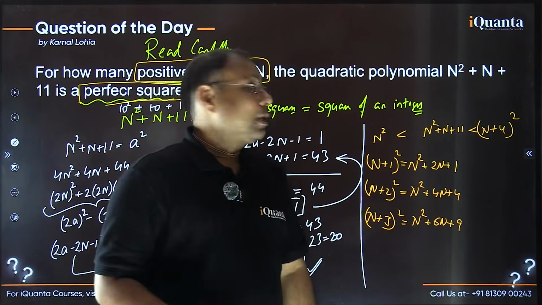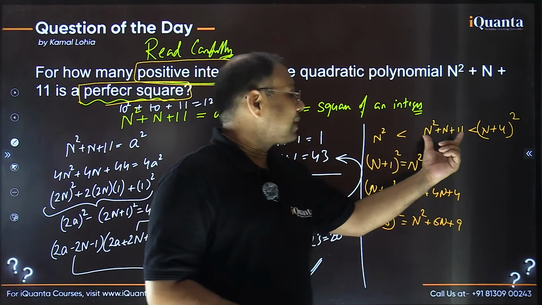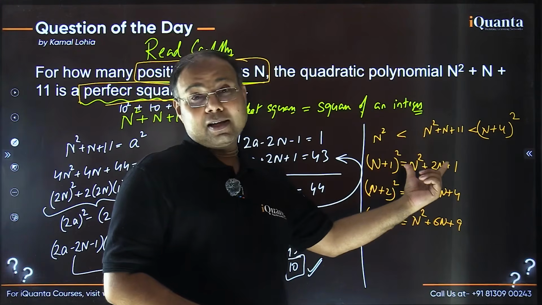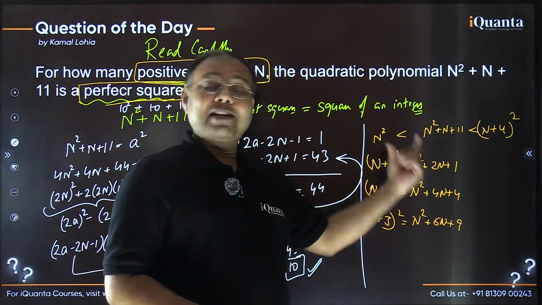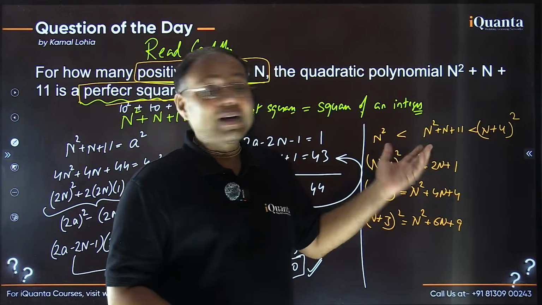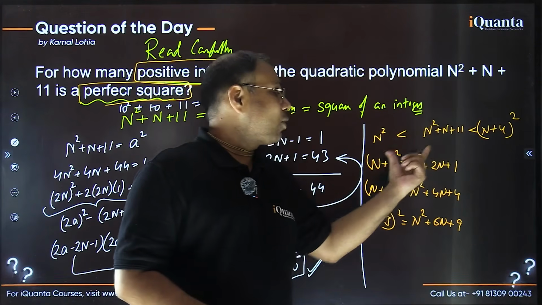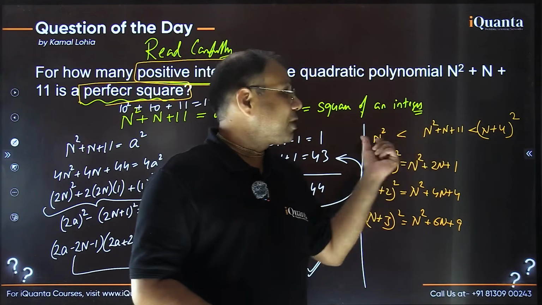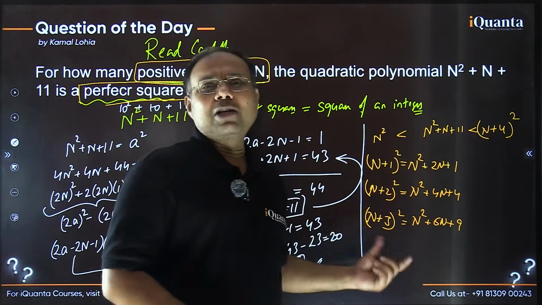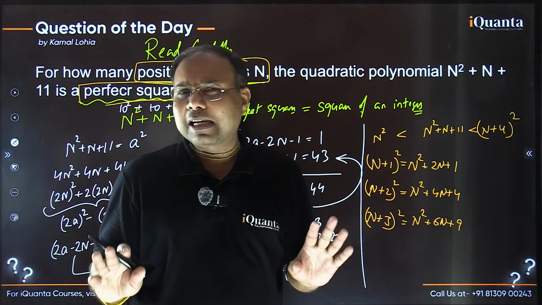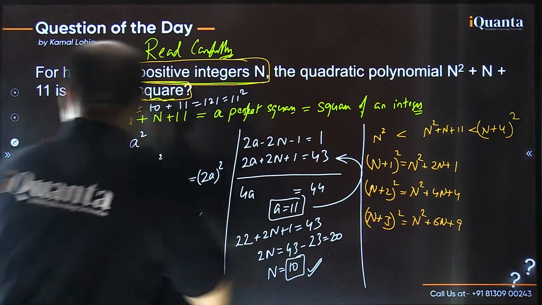Now let's check. If n square plus n plus 11 is equal to this, it will be a perfect square, and we can find the value of n. Same way, it is going to be equal to either the first perfect square between them, or the second one, or the third one. Nothing else is possible, isn't it? Is that clear? Yes.